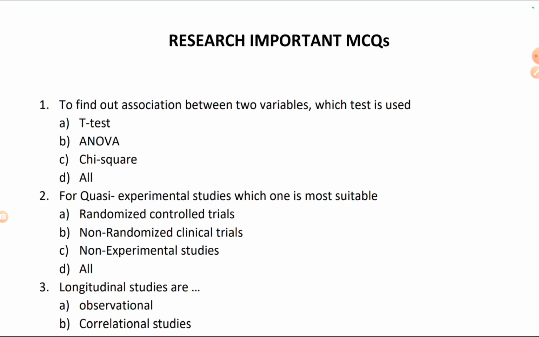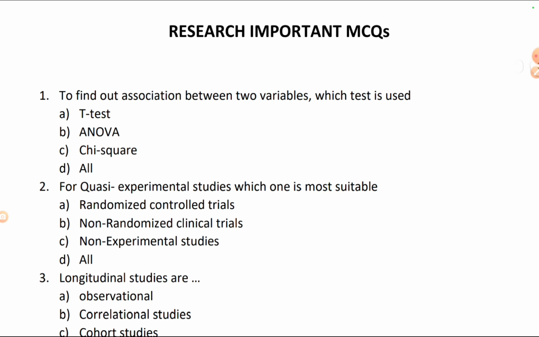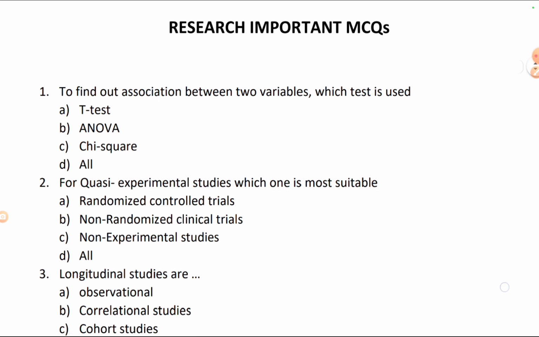For concise experimental studies, which one is most suitable? Option A, randomized controlled trials. Option B, randomized clinical trials. Option C, non-experimental studies. Option D, all. The answer is option A, randomized controlled trials.